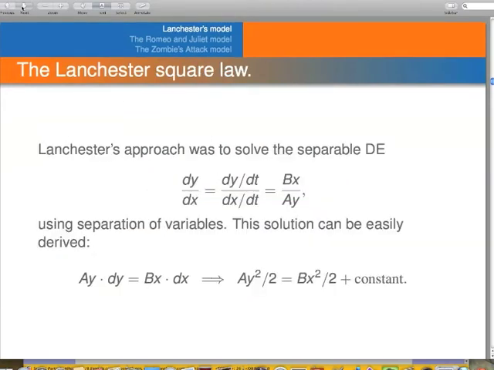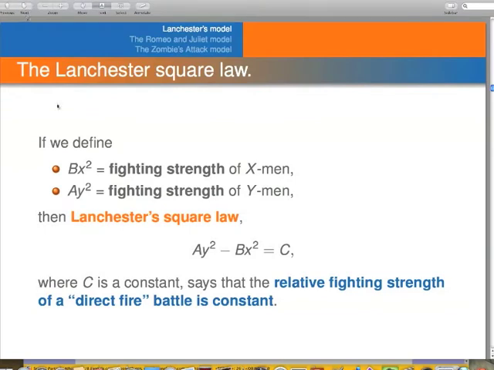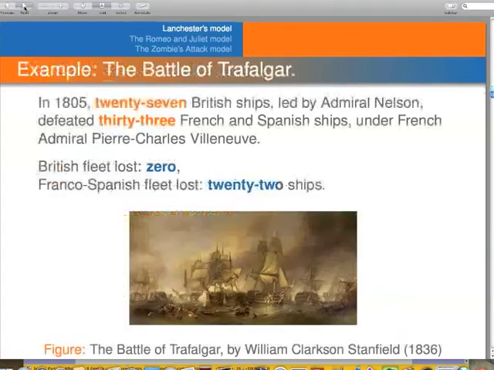Well, Lanchester's approach was kind of clever. He decided, why don't we divide those two equations by each other? And then we'll get, using the chain rule here, a separable differential equation. We can solve it pretty easily. And that's what is done here. This is called the Lanchester square law. And sometimes the term bx² is called the fighting strength of the X-Men, and ay² is called the fighting strength of the Y-Men. So this says that the relative fighting strength is a constant. It's the Lanchester square law.